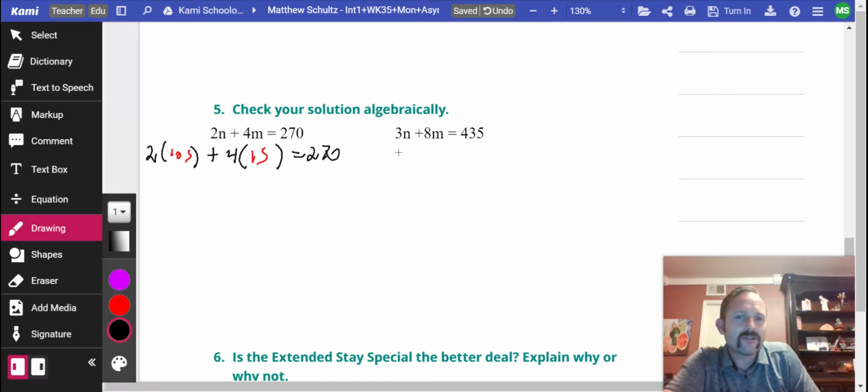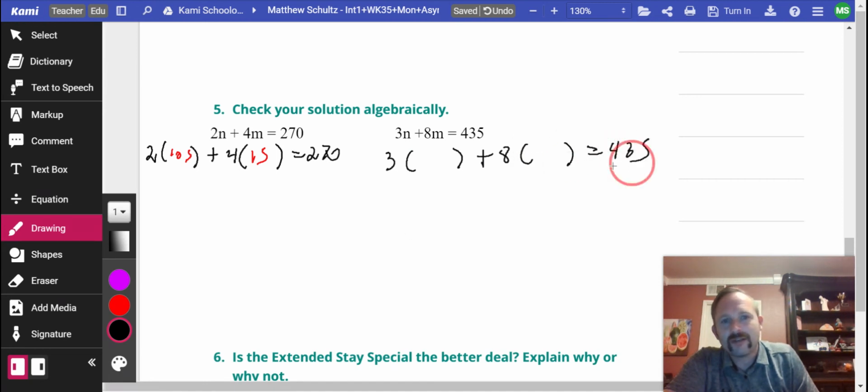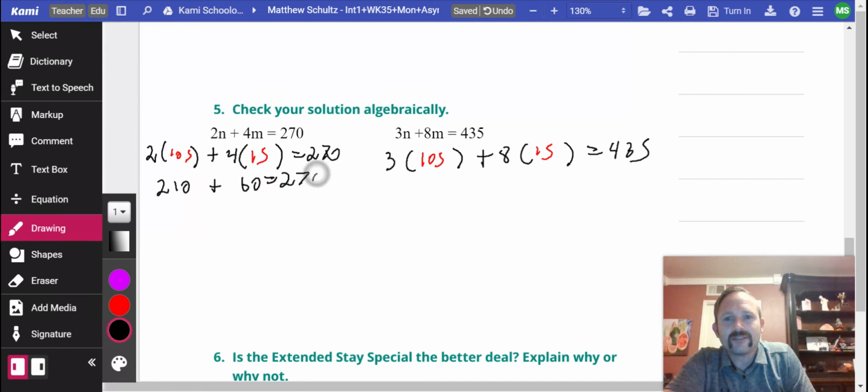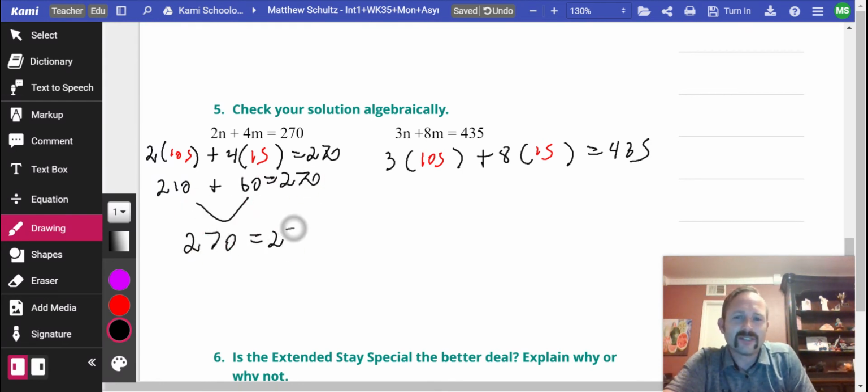The same thing we're going to do right here. Here we go. 3 times nights plus 8 times the m will equal 435. So once again, we're going to plug in our 105 and our 15. All right, so this would be 210 plus 60 equals 270. I wonder if this is going to be true. 270 is equal to 270. Why, by golly, it is.